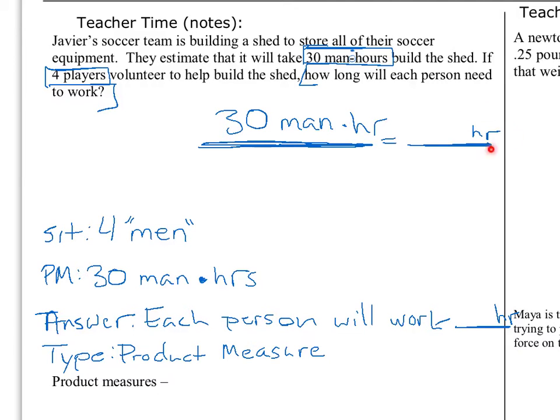Well, I'm only supposed to have hours on top, but I've also got man up here, or men up here. What can I do to cancel out those extra units? Judea? Put 4 men at the bottom. Put our 4 men at the bottom. Our units tell us men cancel out with men, which tells us that this problem is a division. 30 divided by 4, and we should get 7.5.